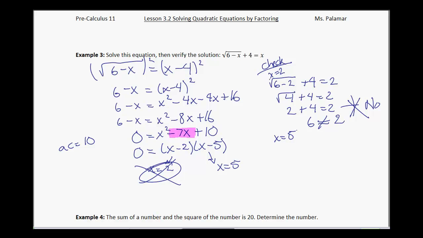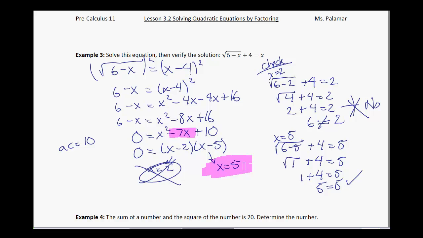But x equals 5. Let's look. Square root of 6 minus 5, plus 4, equals 5. Square root of 1 plus 4 equals 5. 1 plus 4 equals 5. And 5 does equal 5. So our only solution here is x equals 5.